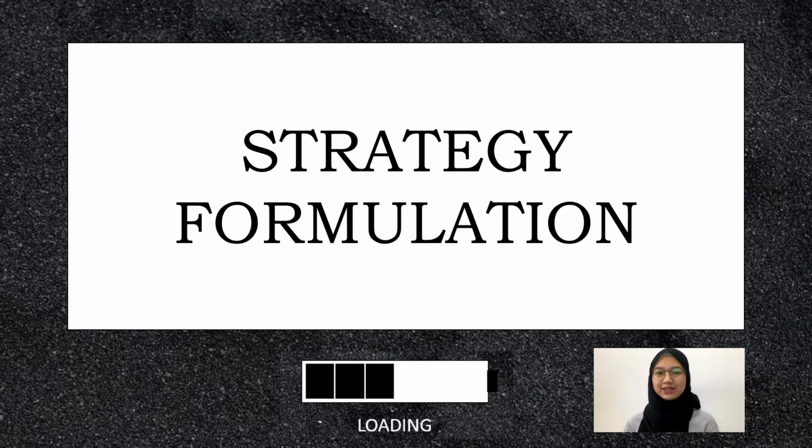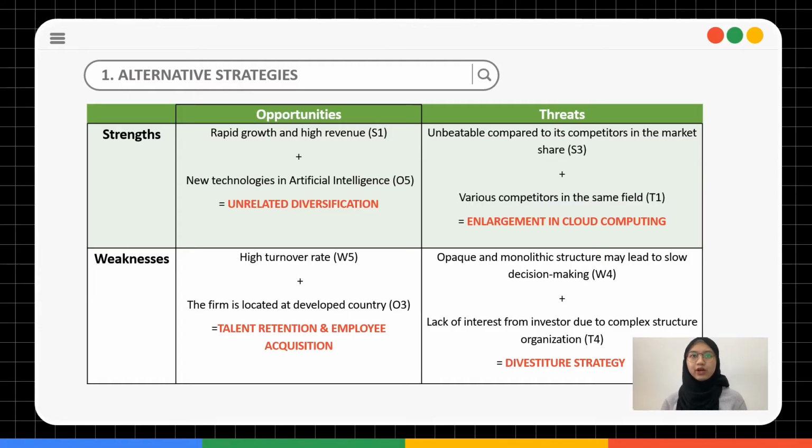My name is Huda binti Abdul Rahman and I'll be presenting on the first step, which is strategy formulation. In strategy formulation, we have 4 alternative strategies. The first one is unrelated diversification. This is a combination from rapid growth and high revenue from strength and new technologies in artificial intelligence from opportunity. The second strategy is enlargement in cloud computing.